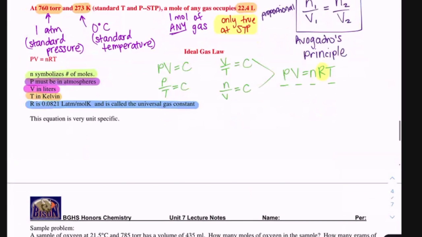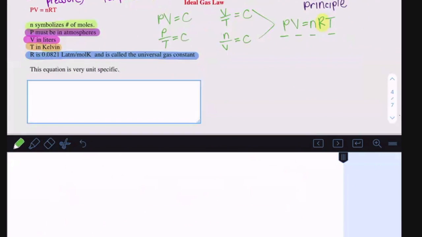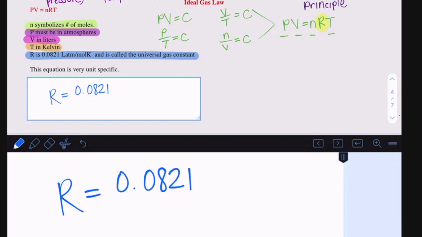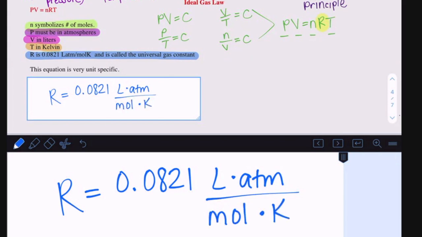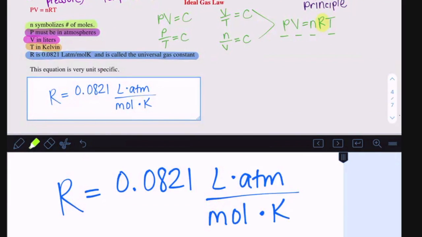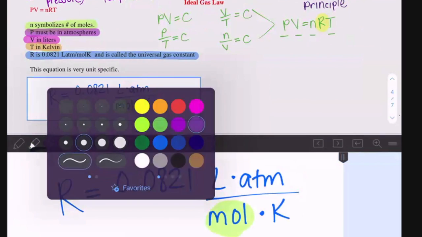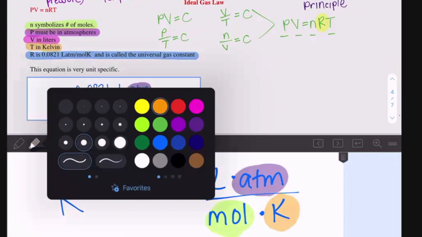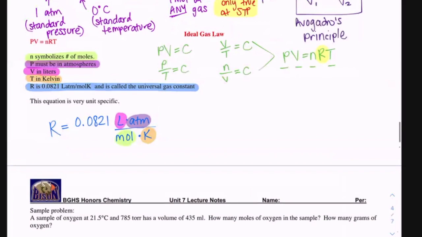And I'm actually going to rewrite this so we can see these units a little bit better. So I'm going to have R equals 0.0821. And now here come my units: liters times atmospheres over moles times Kelvin. And if we look, I have my number of moles, which is right there. I have my pressure in atmospheres, which is right there. I have my temperature in Kelvin, which is right there. And I have my volume in liters. So when I use this equation, all of my units will cancel out.